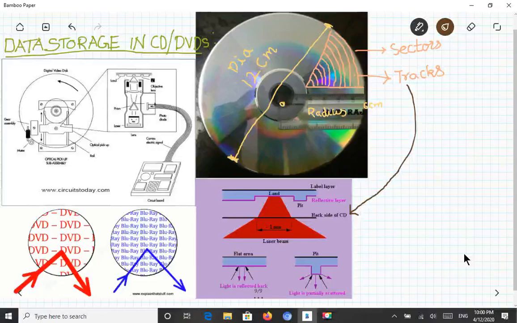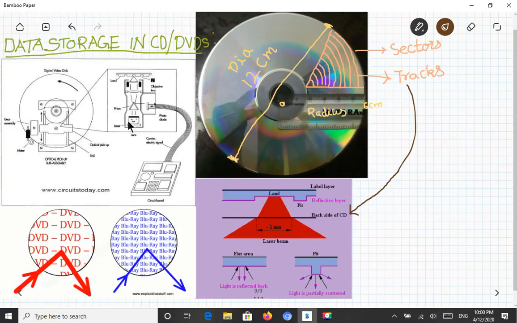Hi everyone. So this is the next topic we are going to see, which is data storage in CDs and DVDs. So we are going to see how the data is recorded in a CD or a DVD, and how it is read back again by a DVD or CD writer and reader. That's what we are going to see as the next topic.